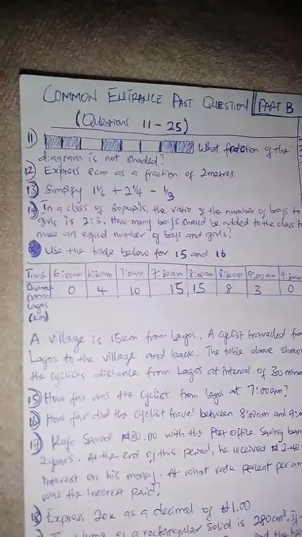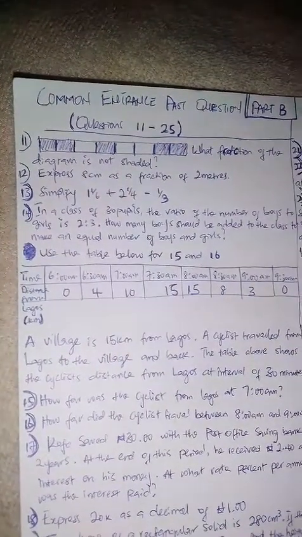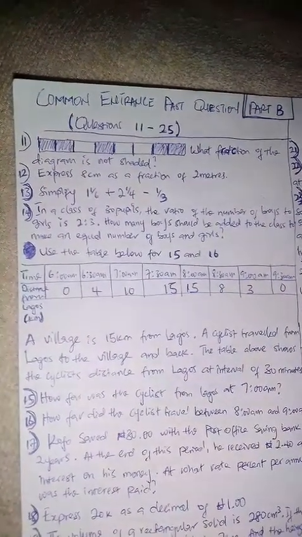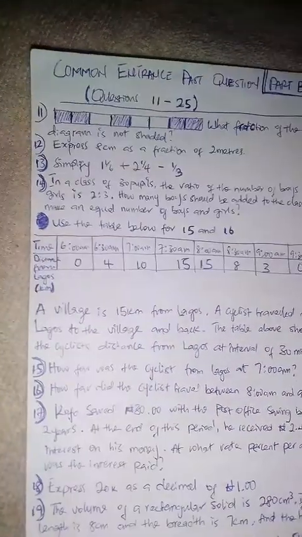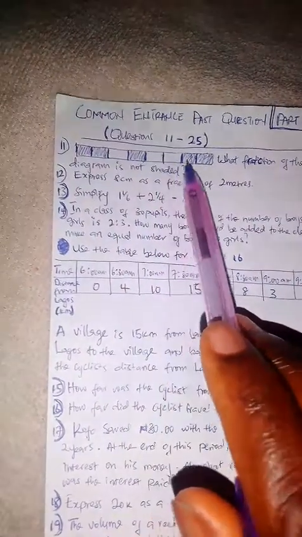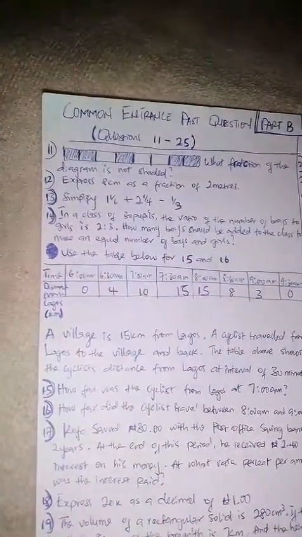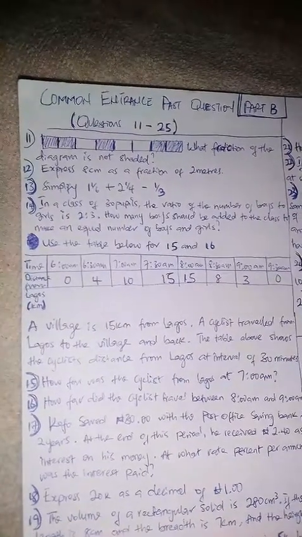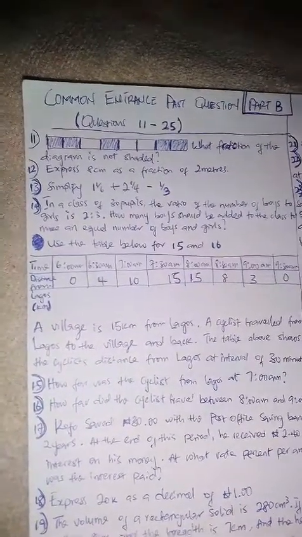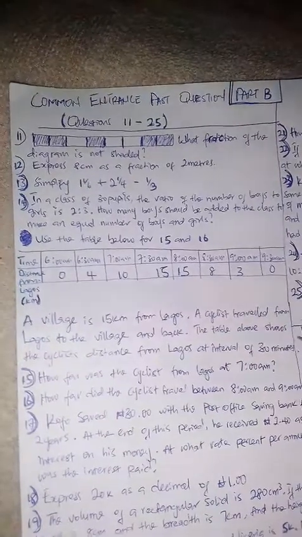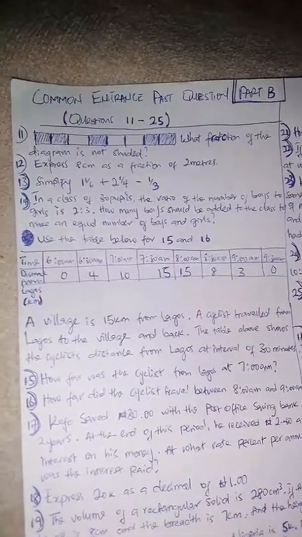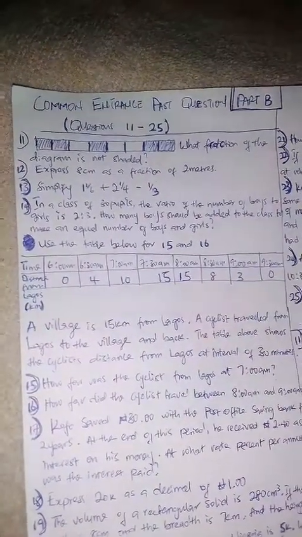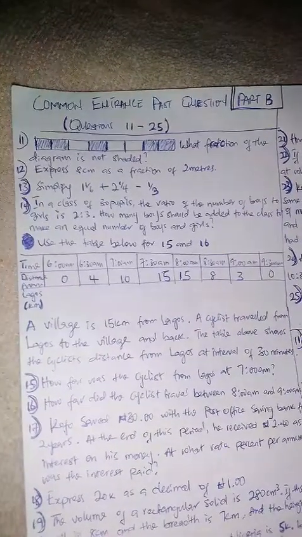Okay, so for question number 11: what fraction of the diagram is not shaded? From the diagram, we can see that we have 8 boxes: 1, 2, 3, 4, 5, 6, 7, 8. We have 5 shaded and 3 unshaded. We are looking for the fraction that is not shaded. So in that case, as simple as that, my answer is 3 over 8. A straightforward question.